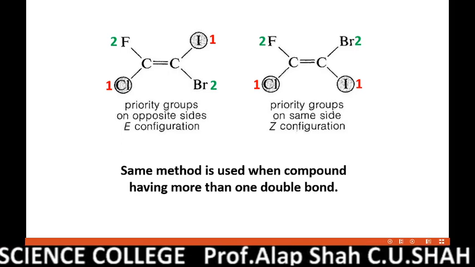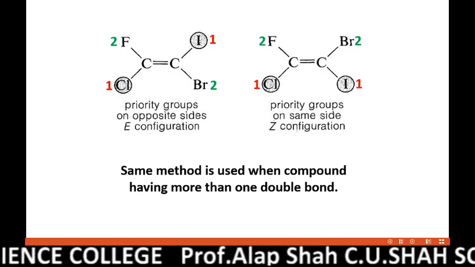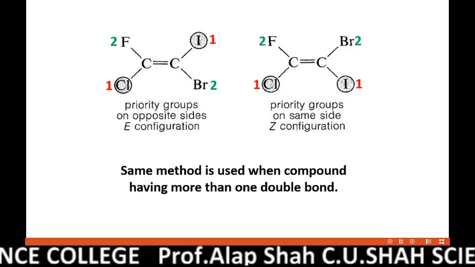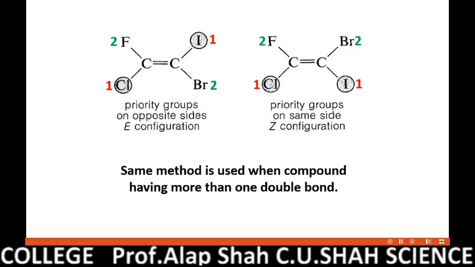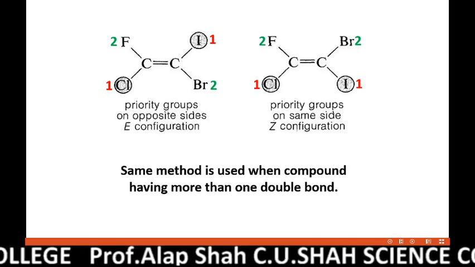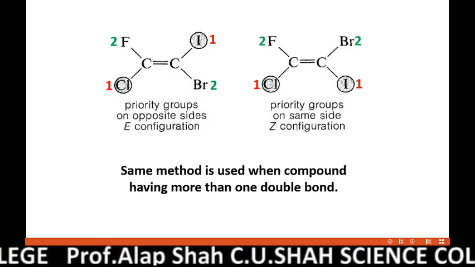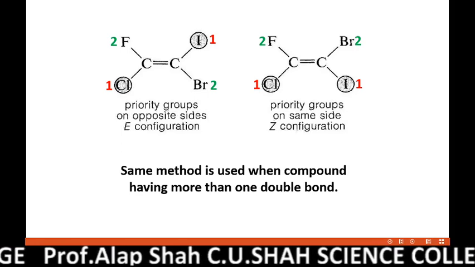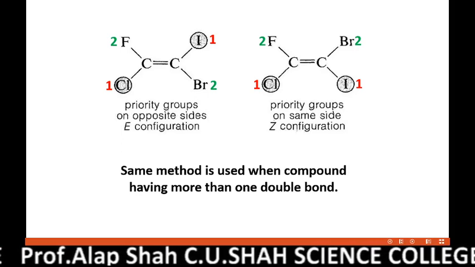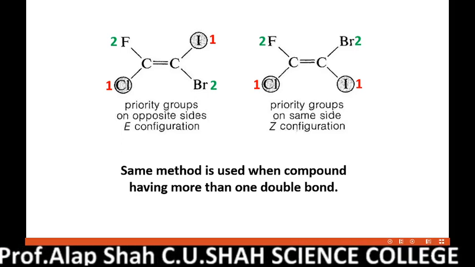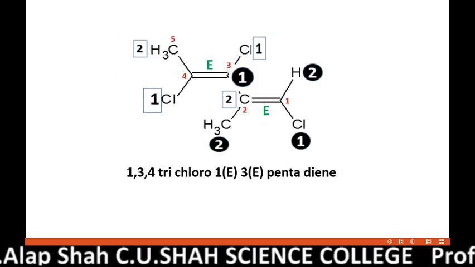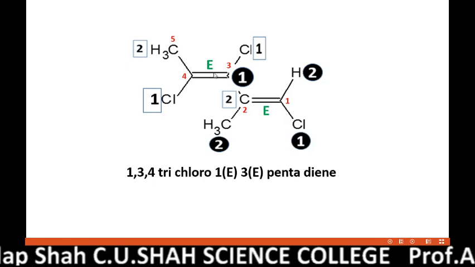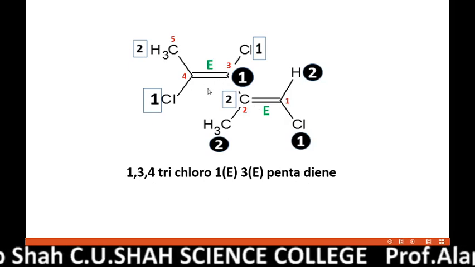In any competitive exam of chemistry, E-Z nomenclature is always there. The example which I explained just now is very simple, but in most competitive exams, you will be given a compound with more than one double bond. So let me show you like this. You can see that in this compound there are two double bonds.